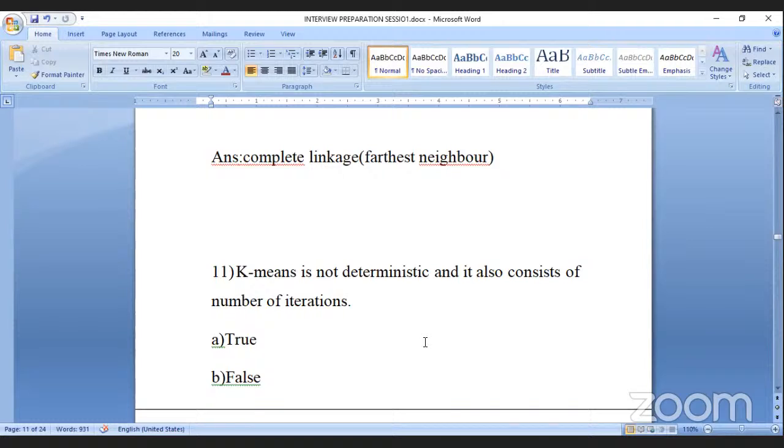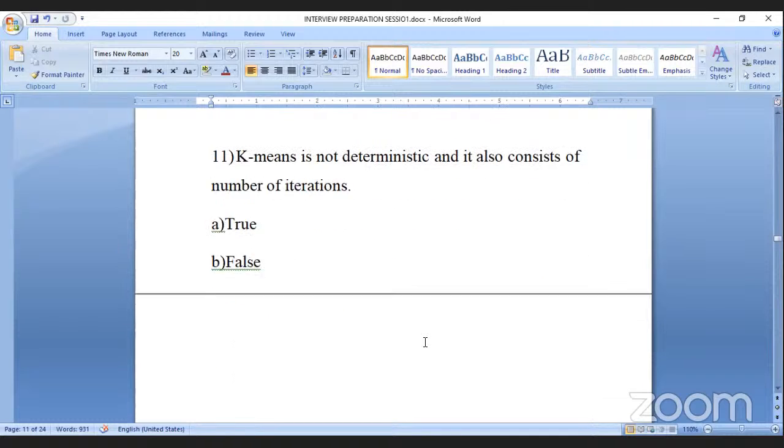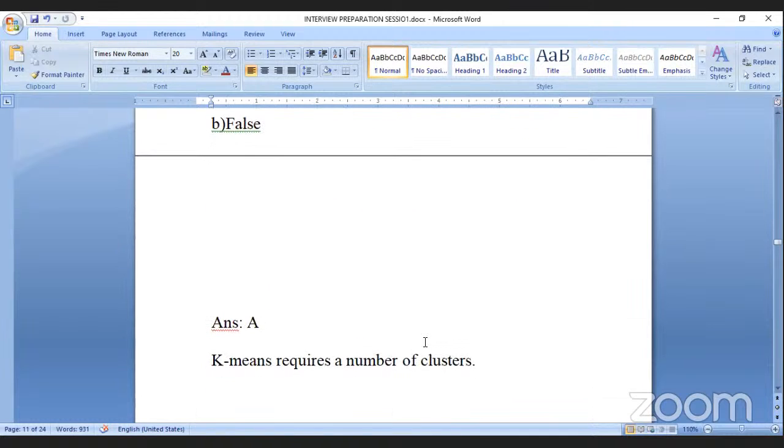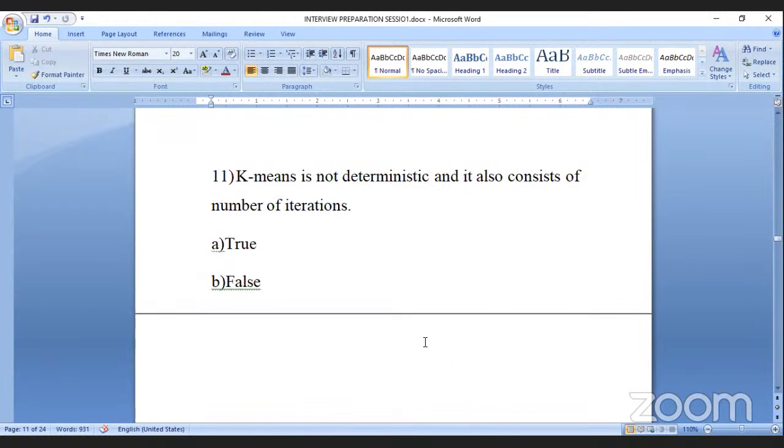Any other answers? True. I got two answers. Very good try, friends. So let's move to the answer. So the answer is true. K-means requires the number of clusters.